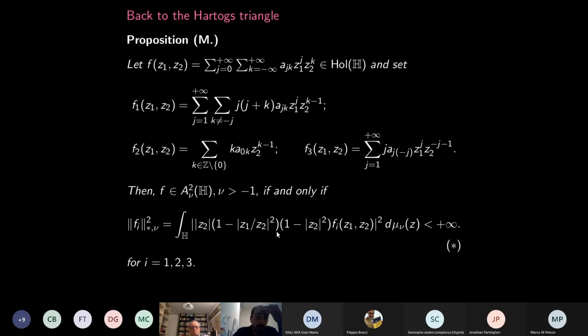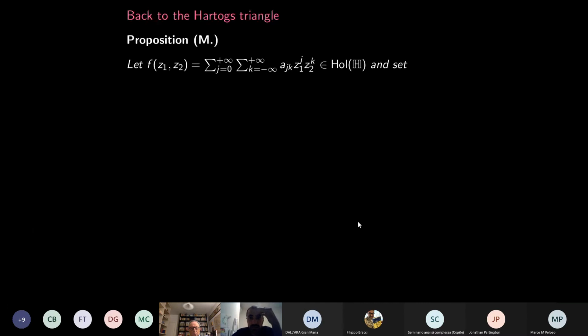And we prove that f belongs to the weighted Bergman space A2 nu, when nu is greater than minus 1, if and only if this quantity here is finite for all these derivatives of the function f. So here we have our weighted measure, this extra weight here, and these derivatives f1, f2, f3 of the function f. So this is really the analog of the result that I showed you before on the unit disk, because we have the weighted measure, an extra weight, and the derivative of the function.